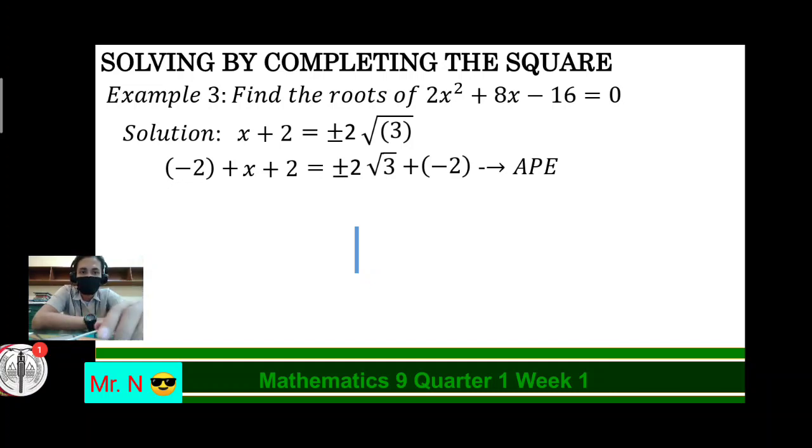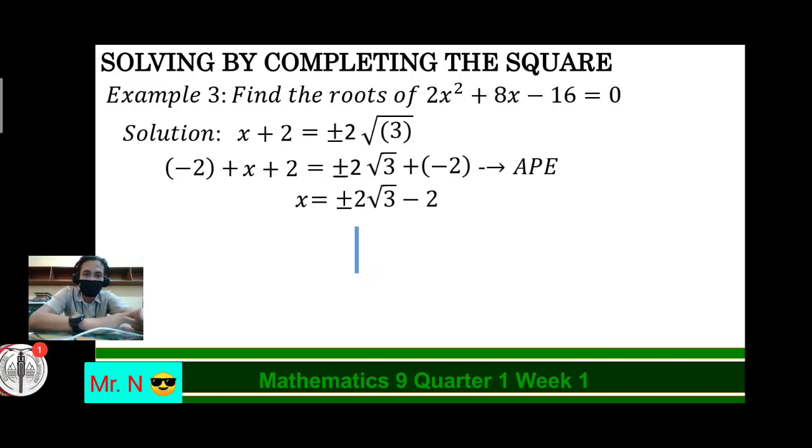We have x, since negative 2 plus 2 is 0, is equal to, okay, since 2 square root of 3 and negative 2 are unlike terms, meaning to say, we cannot combine them. As you can see, the 2 square root of 3 has a radical. So in that case, we're going to treat the radical sign as a variable. So we cannot add it to negative 2, because the negative 2 has no radical. Okay? So now, let's find the value of x.